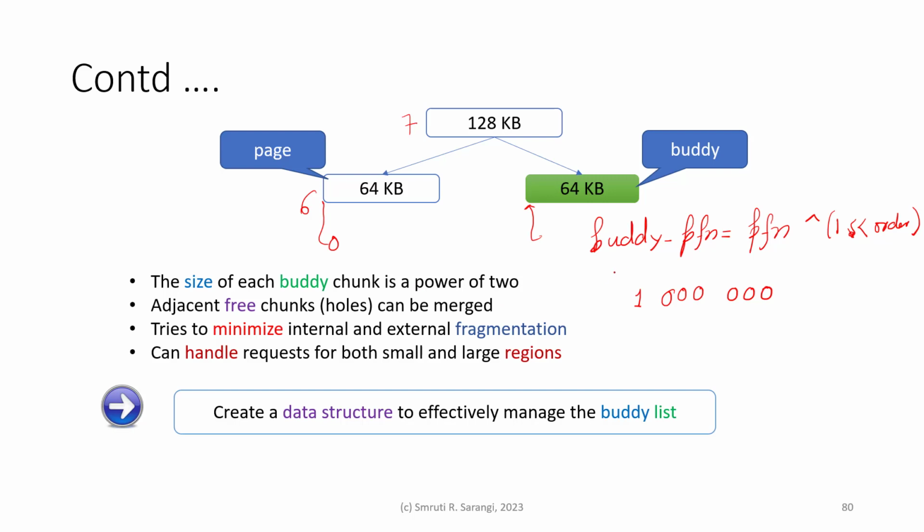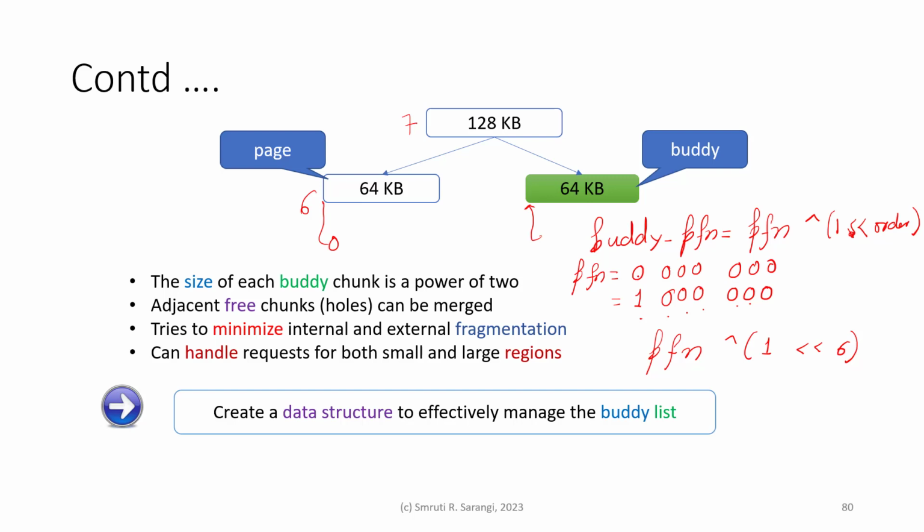In this case, as you can see, we have two pages. The address of the first page is all zeros, and the address of the second page has a 1 in the MSB position. So if the first one is PFN, the second one, which is buddy PFN, is nothing but PFN exclusive ORed with 1 left shifted 6 times. 1 left shifted once comes here, twice, 3 times, 4 times, 5 times, 6 times. So 1 left shifted 6 times is nothing but this value over here.